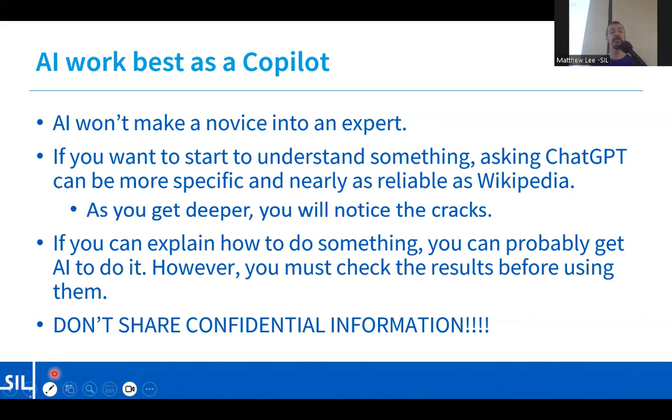So if you can explain to AI how to do something, you can probably get AI to do it. But you need to check the results before using them. And if you give information to ChatGPT, that is no longer your information. So do not give it confidential information. If you want to ask it theoretically, how do I deal with this situation? Remove the names first. And give it that way.